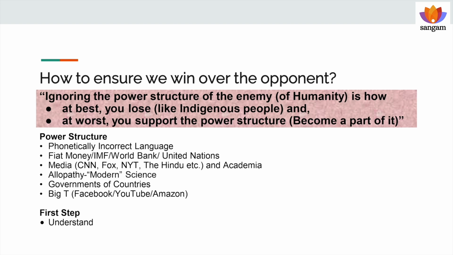Allopathy, the modern science, is a part of the power structure. So you fell ill, you go to the allopathy doctor. It's easy for a church to call a doctor and get rid of a person. We have the IDRF, India Development and Relief Fund organization.